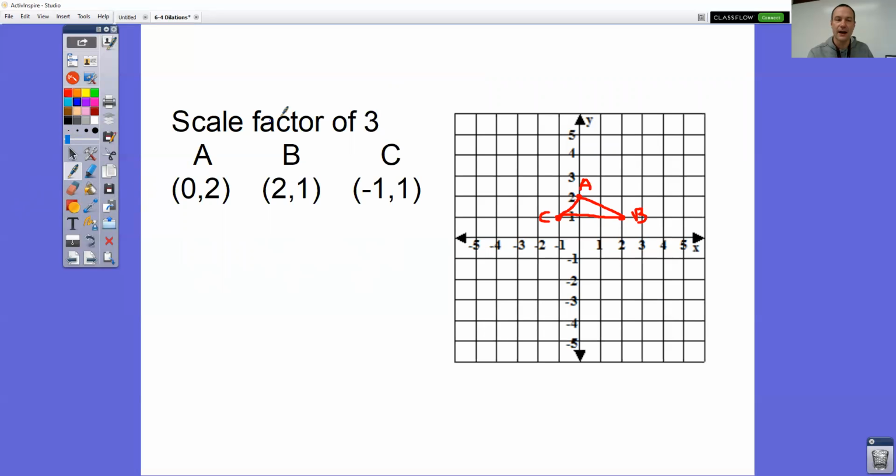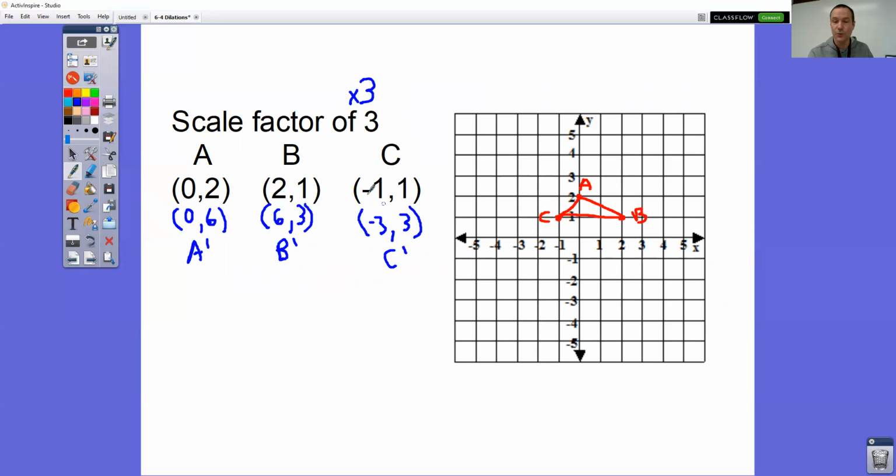So now we have a scale factor of 3, so we need to multiply everything by 3. 0 times 3 is 0. 2 times 3 is 6. So that is A prime. 2 times 3 is 6. 1 times 3 is 3. So that is my new B prime. -1 times 3 is -3. 1 times 3 is 3. So this is my new C prime.